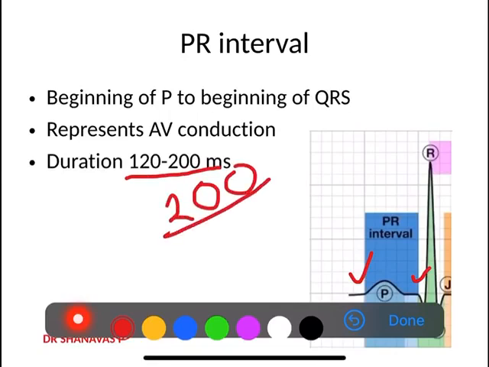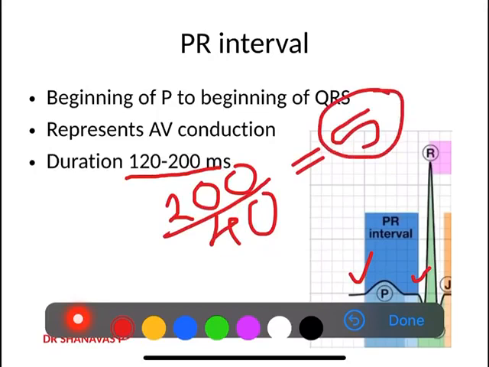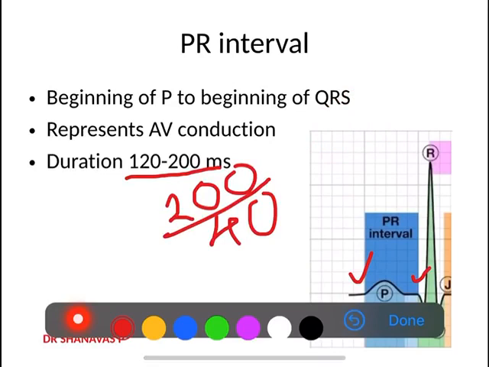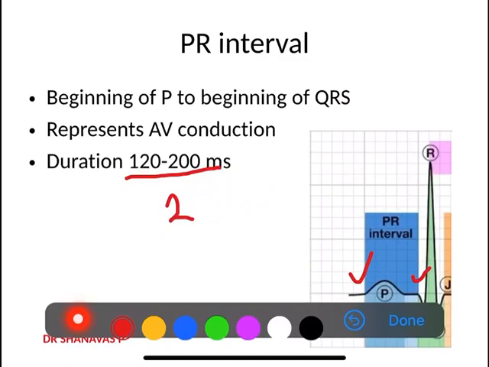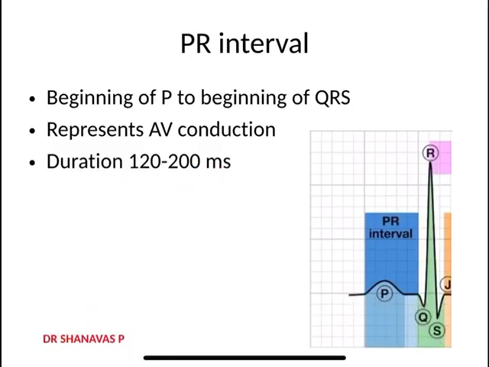So we know that each small square is 40 millisecond. So that 200 by 40, 5 small squares. So we can say that the maximum duration of the PR interval is 200 millisecond, or it is up to 5 small squares. That means anything more than 5 small squares means there is a prolonged PR interval.